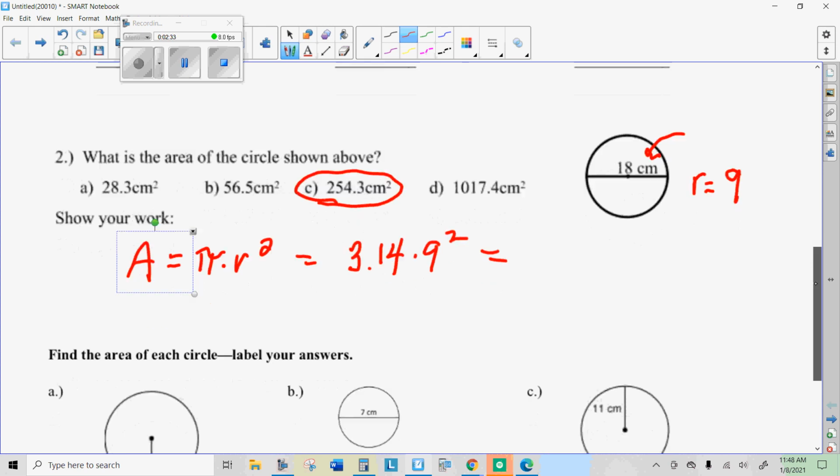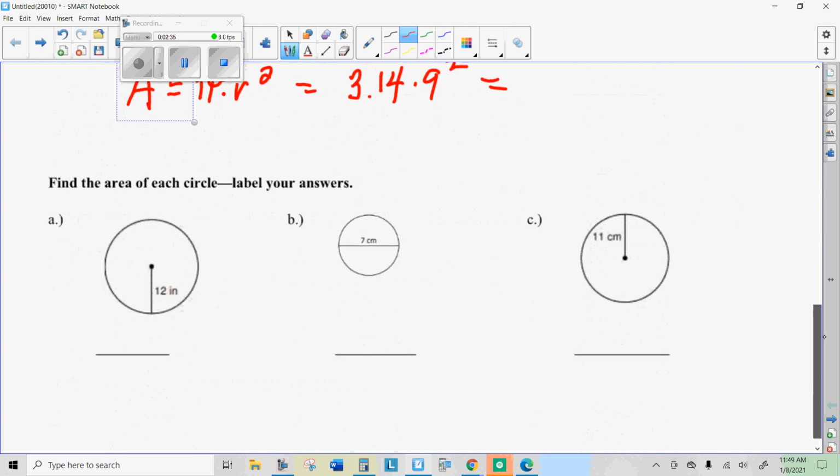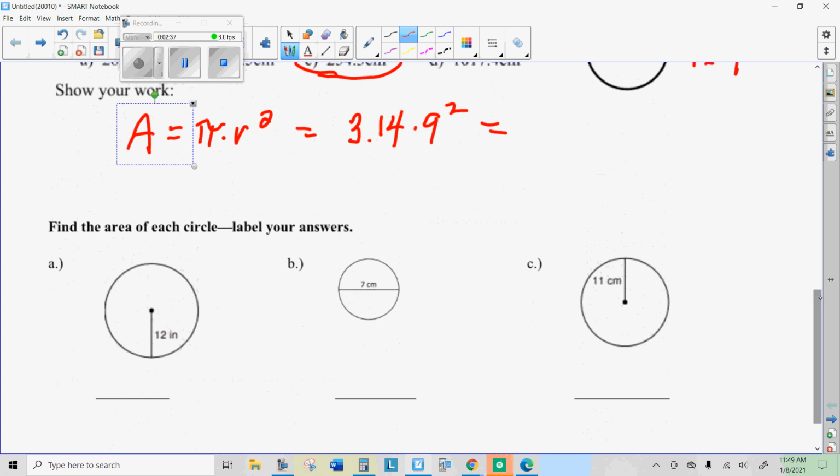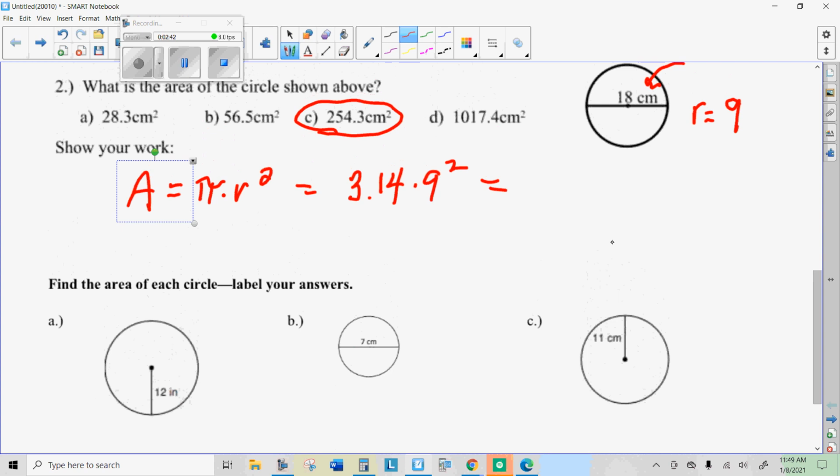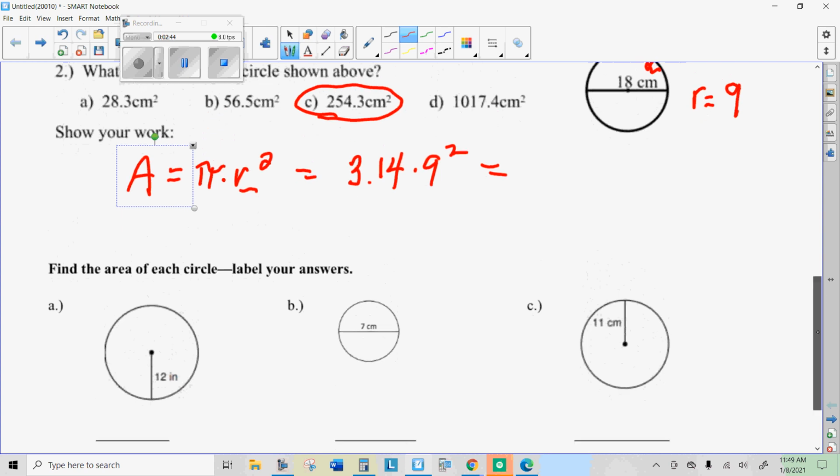All right, so in these problems, you're going to find the area of these circles. Make sure that you check to see whether the number you're given is the radius or the diameter. In the formula, you need the radius.